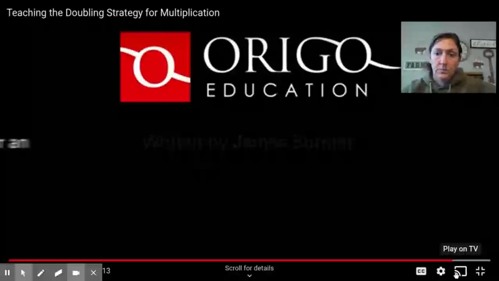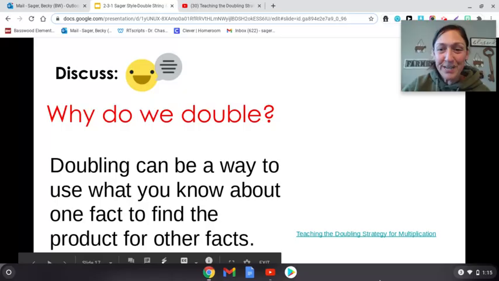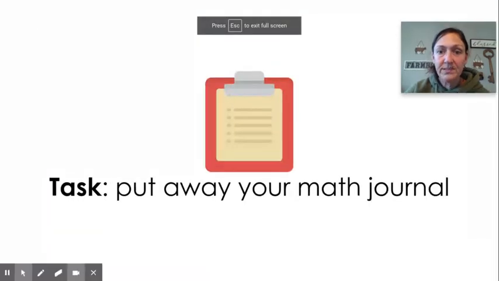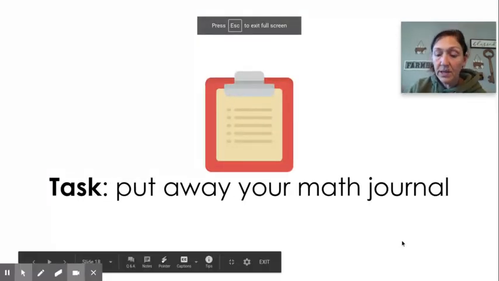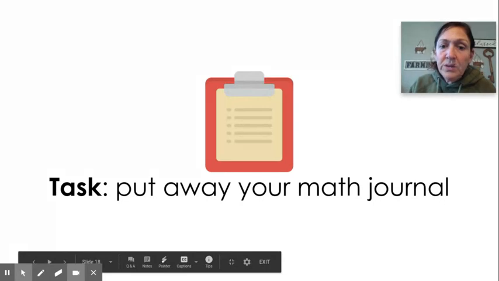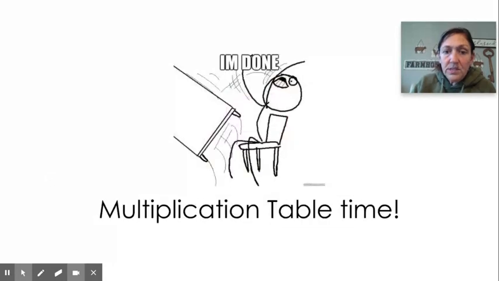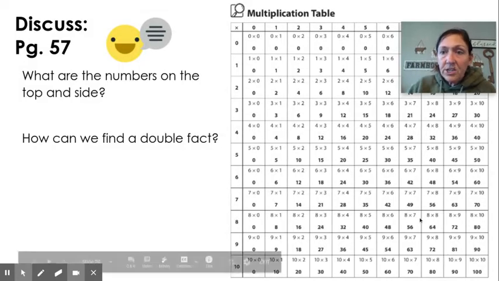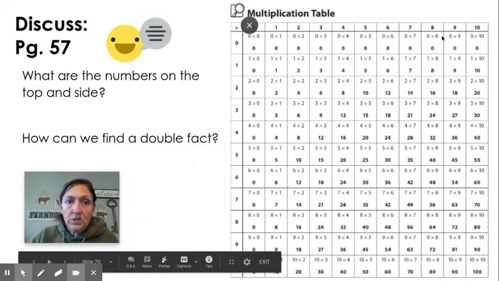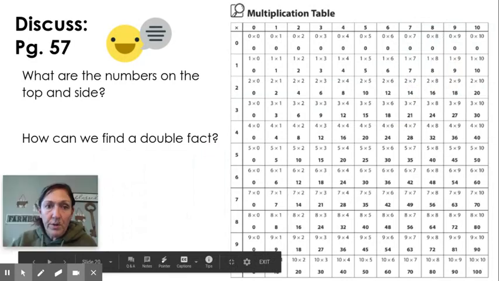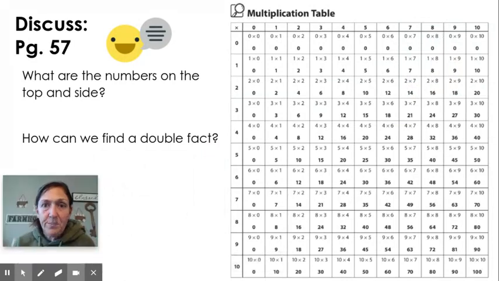All right. Awesome. Welcome back. Thanks for watching that. I think it's a good visual and it helps us understand why doubling would be a good idea. I want you to go ahead and put away your math journal at this time. And I want to think about the multiplication timetable. This is on page 57 in your student book. If you would grab that, I'll give you a second, pause the video, and then join me when you're ready.